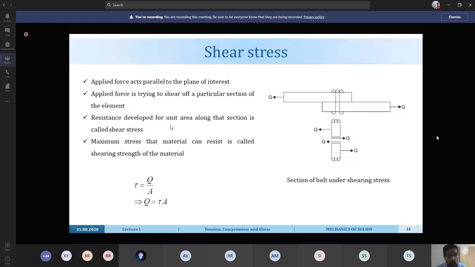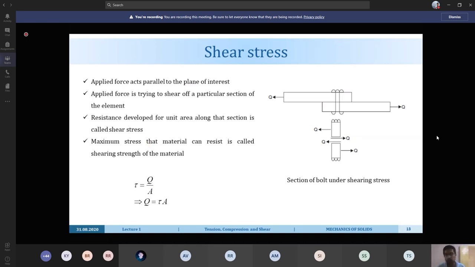The applied force is trying to shear off a particular section of the element, and the resistance developed per unit area along that section is called the shear stress. You can find the shear stress as again the ratio of the shear force to the cross section area considered. And the maximum shear stress that a material can resist is called the shearing strength of the material.